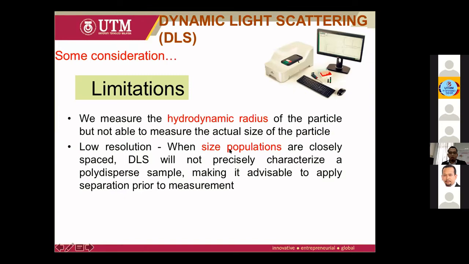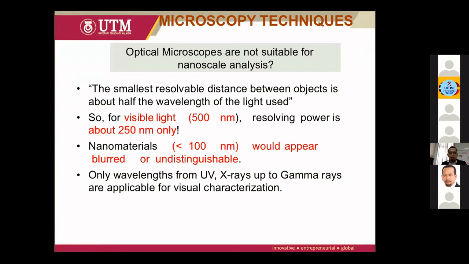Okay, that is in terms of DLS. So let's talk about microscopy technique. Microscopy technique is not suitable for nanoscale analysis because, as mentioned, visible light is around 500 nanometers, but half of it, around 250 nanometers, is the limit of what is visible to our eyes. Anything smaller than that, those within the nanomaterial, is not going to be really distinguished. So it's going to be blurred.